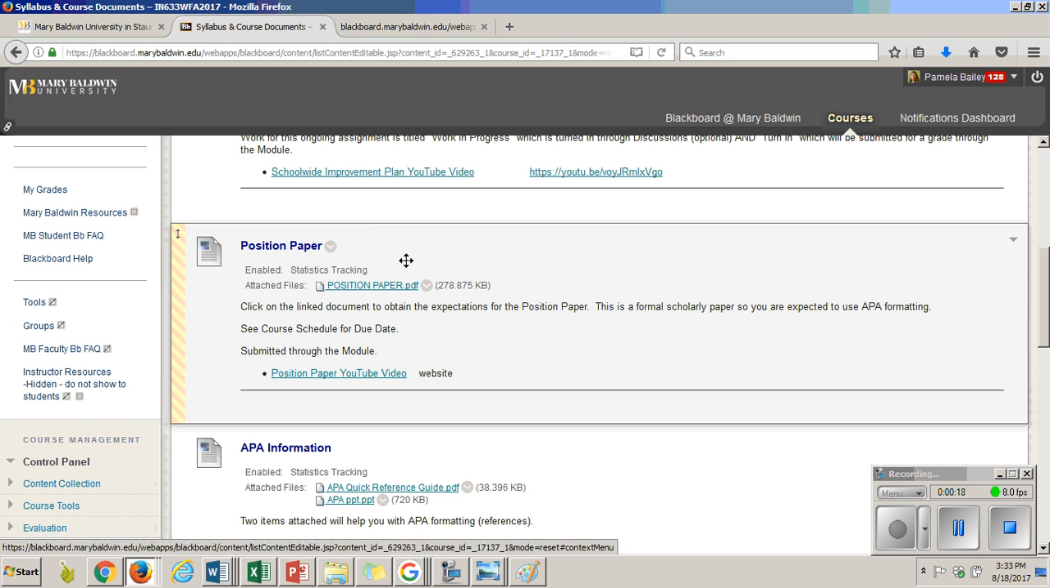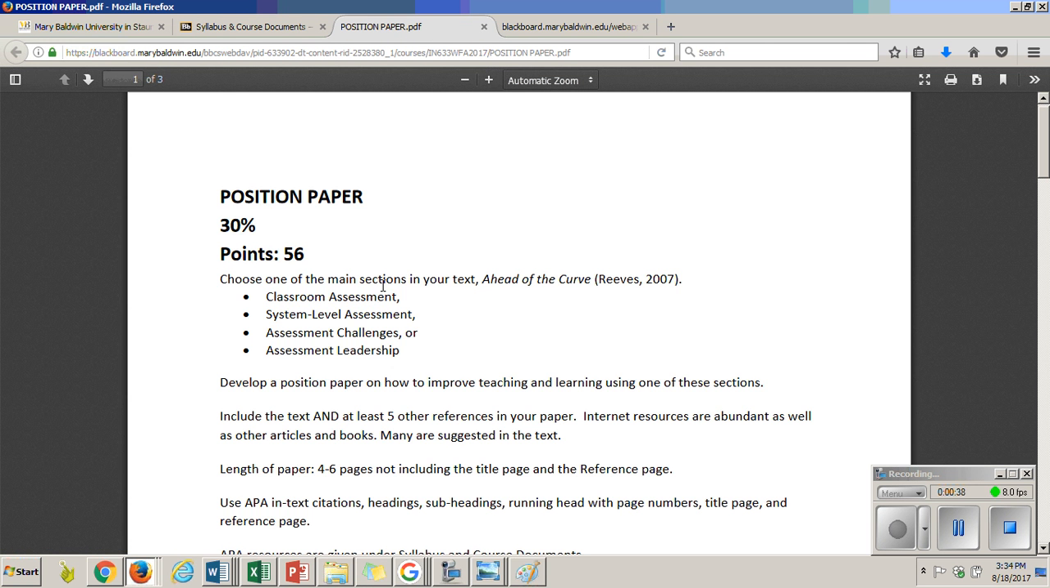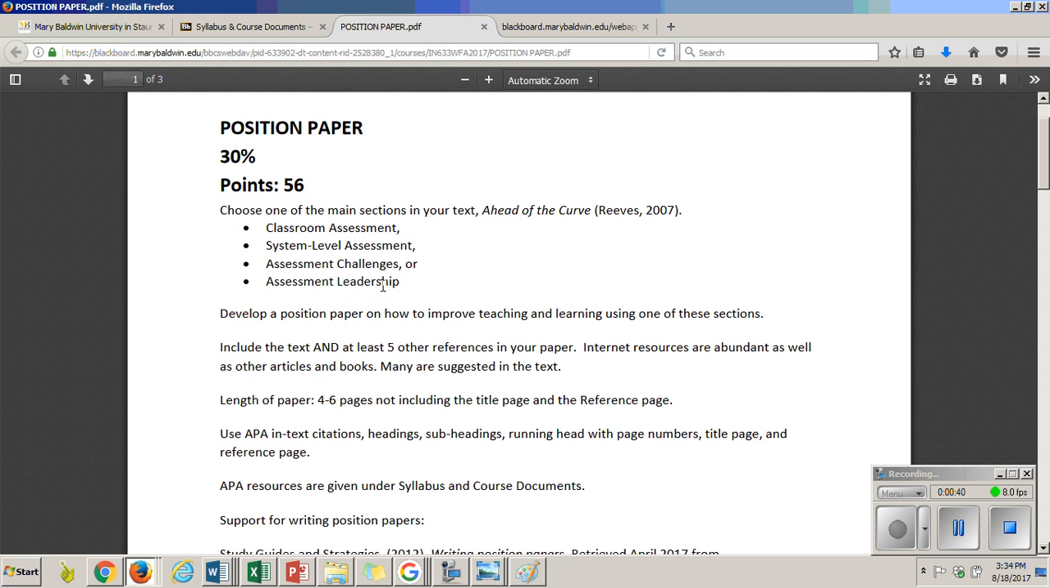Now, as you see here in the position paper, this is just a couple of sentences about it. If you want to get into the position paper, you're going to click on the PDF, and if you want to listen to this video, you would have chosen this one, where it says website will be the web address in just a few minutes. So I'm going to the position paper. It is worth 30% of your overall grade.